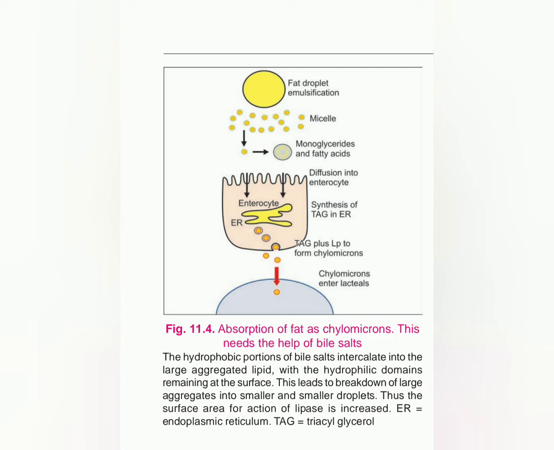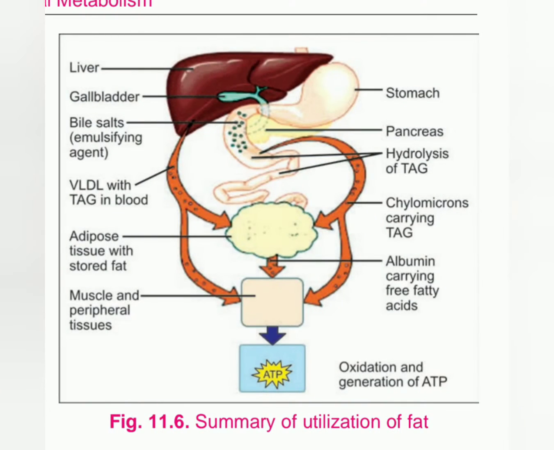The action of lingual lipase is observed to be more significant in newborn infants. Gastric lipase is acid stable with an optimum pH of 5.4. Up to 30% of digestion of triglycerides occurs in the stomach.